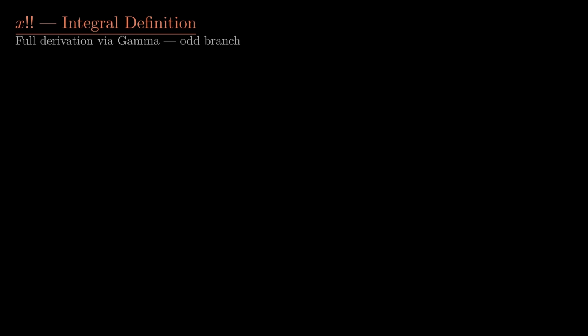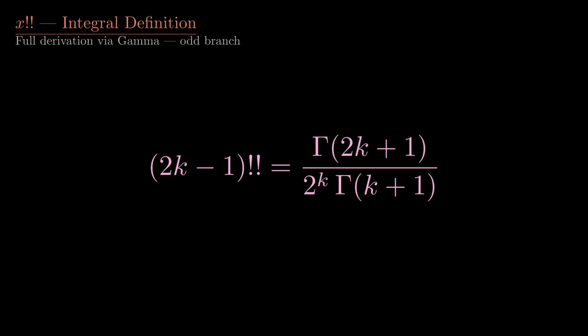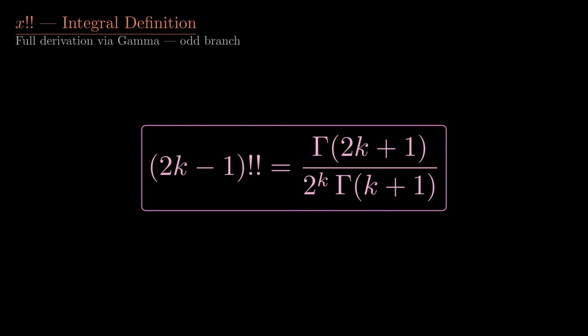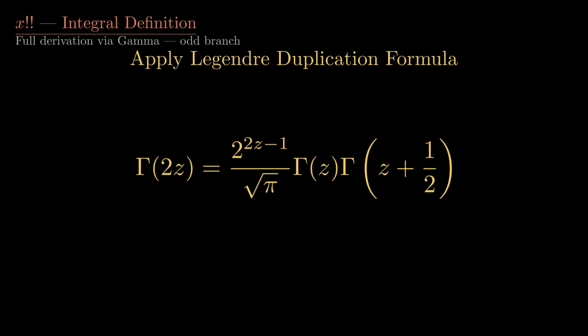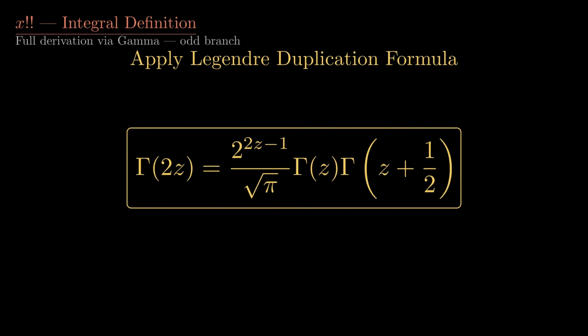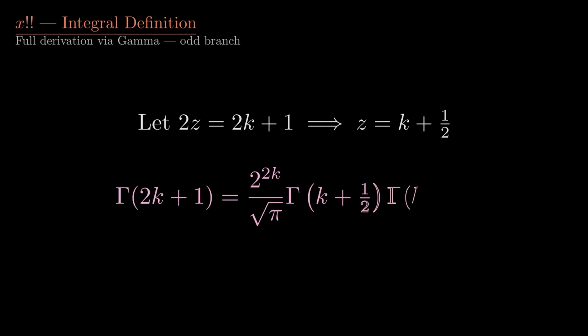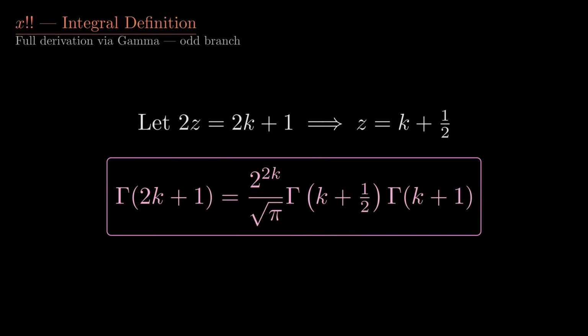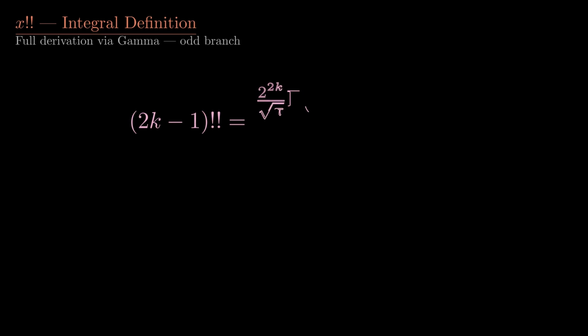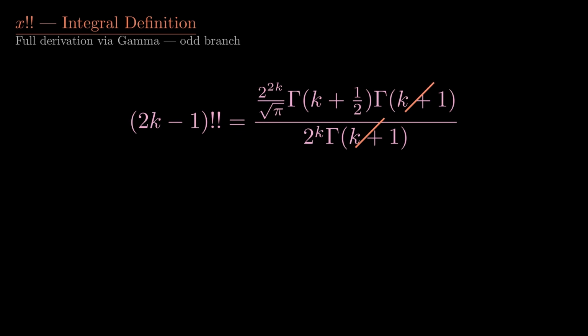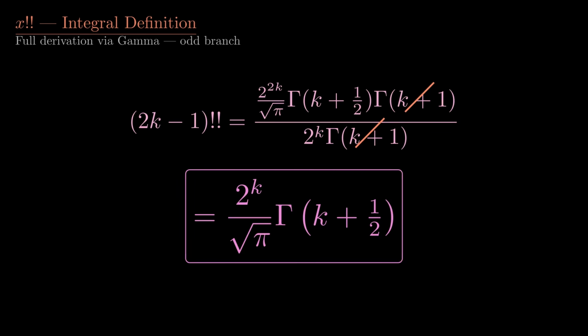This is where the math gets sophisticated. To turn this ratio into a single, elegant integral, we must invoke the Legendre duplication formula. This is a heavy-hitting identity in complex analysis that relates a gamma function of a full argument to the product of gamma functions of half arguments. Essentially, it allows us to unfold the 2k factorial in the numerator and cancel out the k factorial terms hiding in the denominator. This process bridges the gap between the whole steps of the standard factorial and the half steps required for the odd double factorial, inevitably introducing the square root of pi into our formula.